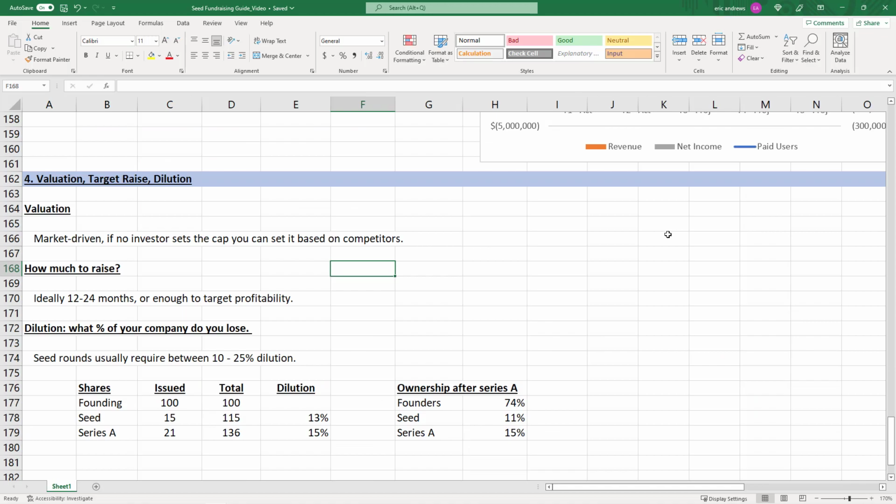Okay, valuation. What valuation should you raise at? How much should you target in terms of your raise? And then what kind of dilution should you expect? This is going to be a shorter section. I'm just going to chat through how to think about this, what to expect.